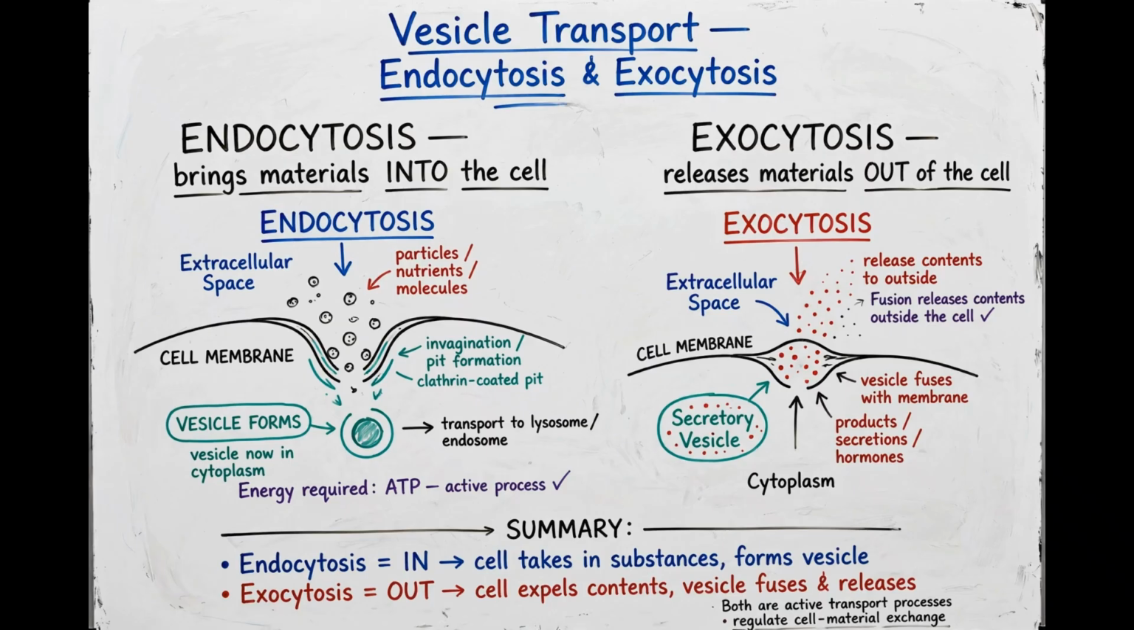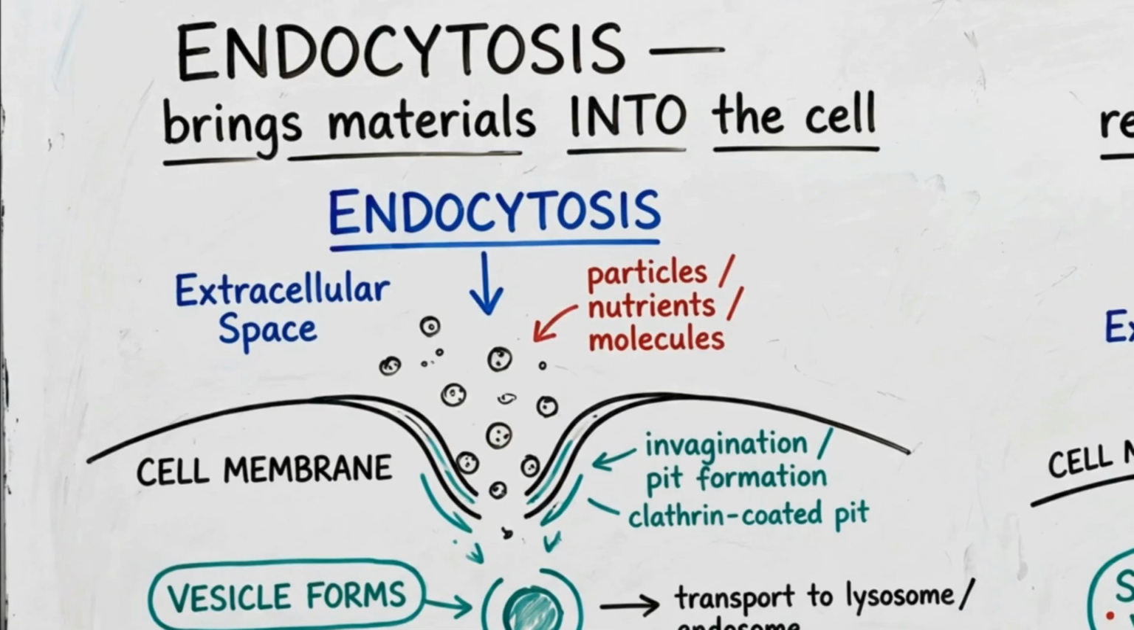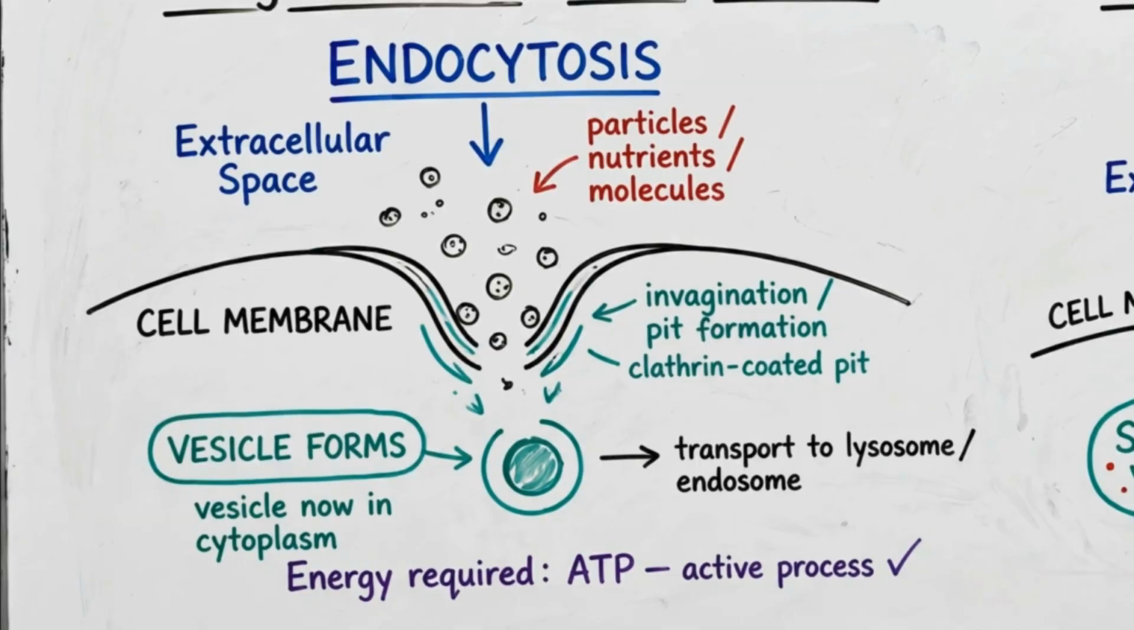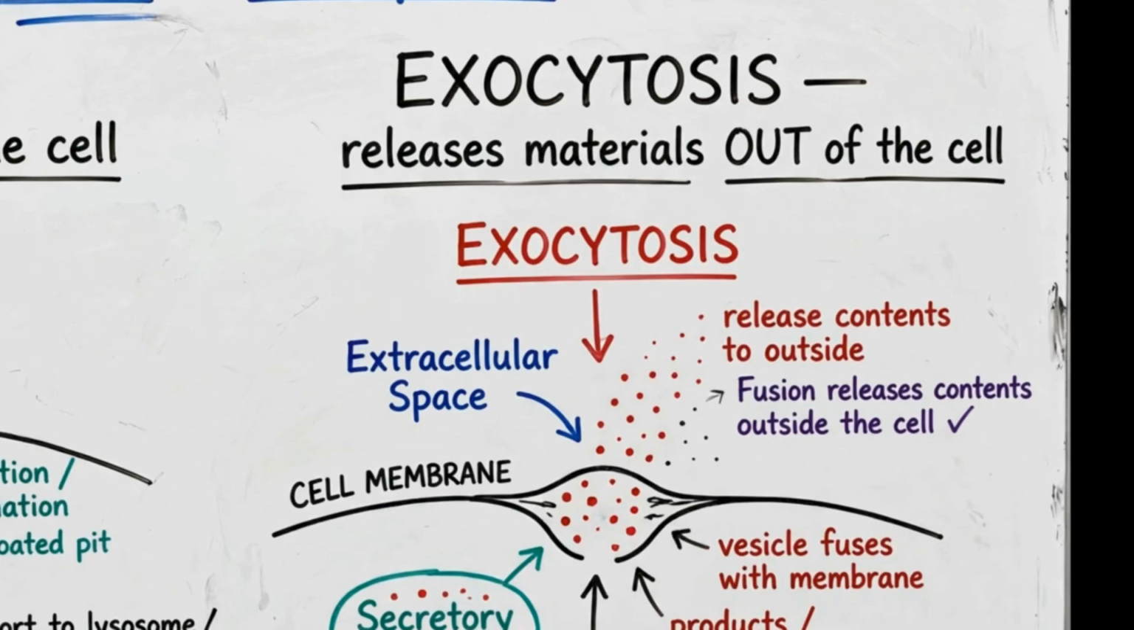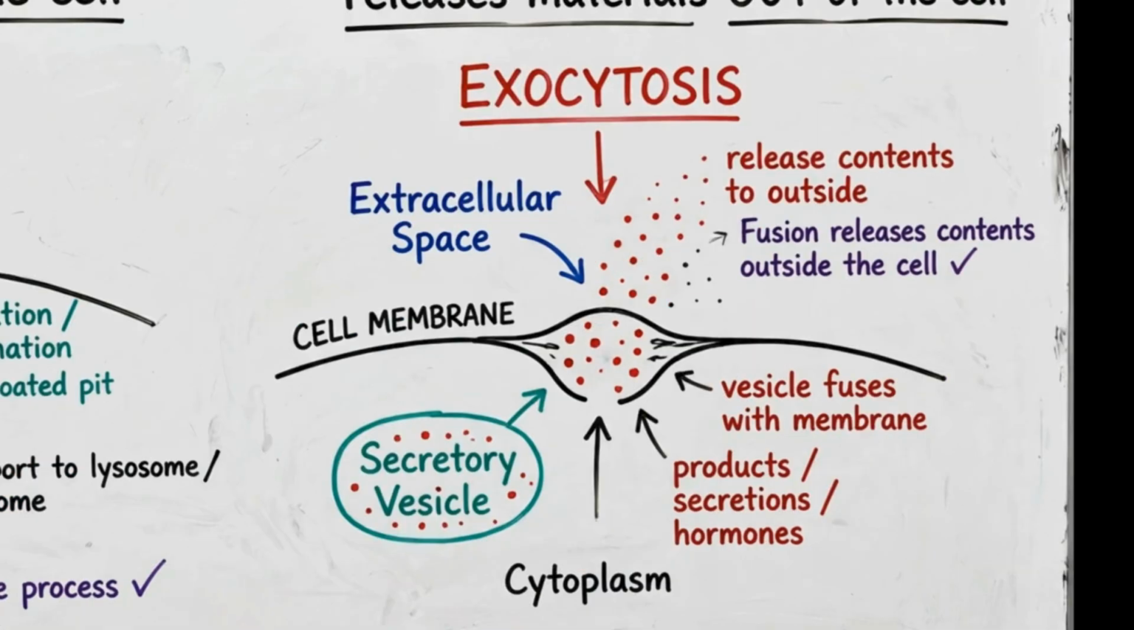Finally, pumps are fine for tiny ions, but how does the cell handle massive, bulk shipments? Vesicle transport is basically the cell's heavy-duty shipping and receiving department. This active, ATP-requiring process uses endocytosis to bring materials in by having the membrane pinch into a vesicle, and exocytosis to release materials out when a vesicle fuses with the cell membrane. Instead of pushing single molecules through a door, the cell is literally swallowing or spitting out whole cargo containers.